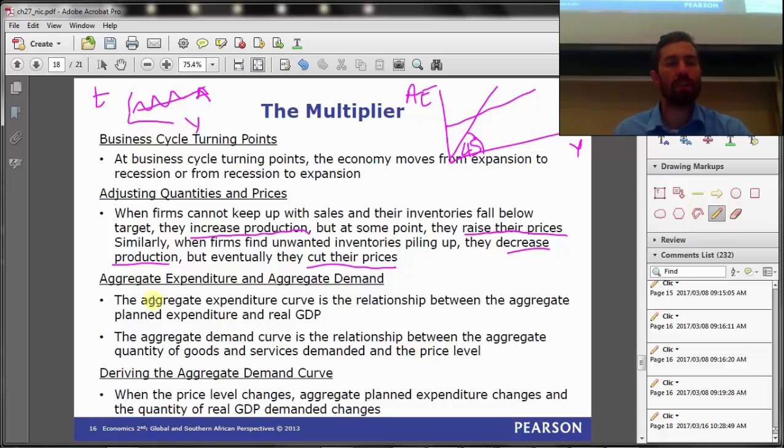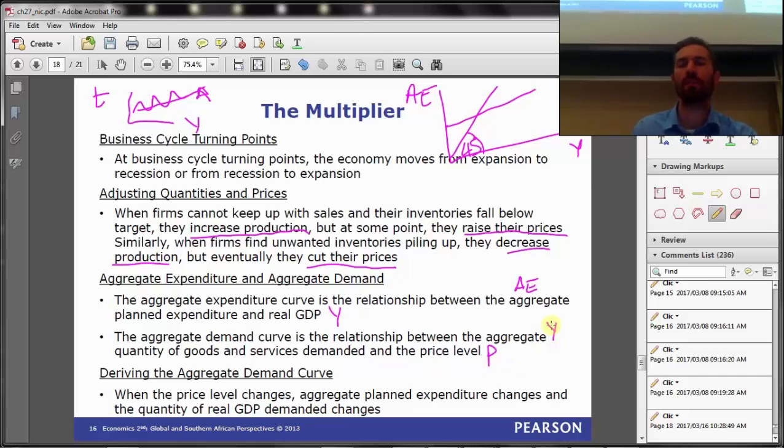Which brings us to the relationship between aggregate expenditure and aggregate demand. The aggregate expenditure curve is the relationship between aggregate planned expenditure and real GDP. Okay, this is our aggregate expenditure model. The aggregate demand curve, however, is the relationship between the aggregate quantity of goods and services demanded and the price level. In other words, the aggregate demand curve is the relationship between output and price level. So the aggregate expenditure curve is the relationship between aggregate expenditure and output; aggregate demand, output and prices.